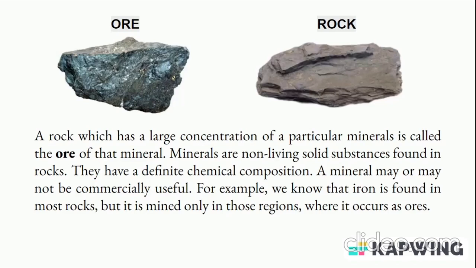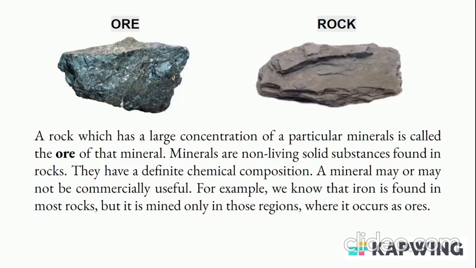Minerals are non-living solid substances found in the rock. They have a definite chemical composition. I'm sure that you must have studied the periodic table. In the periodic table, these minerals are also part of it, and it shows the chemical composition of each mineral because they have the same chemical composition. Suppose I have two iron ores, the chemical composition of the iron which I take out will be the same.